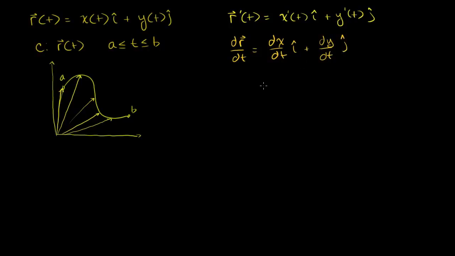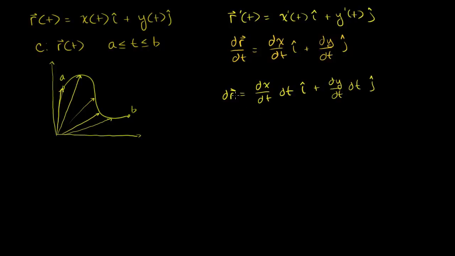And if we wanted to think about the differential, and whenever I do the math with the differential, it's a little bit hand wavy, I'm not being very rigorous, but if you imagine multiplying both sides of this equation by a very small dt, you would get dr is equal to dx dt times dt, I could make these cancel out, but I'll just write it like this first, times the unit vector i plus dy dt times dt times the unit vector j.